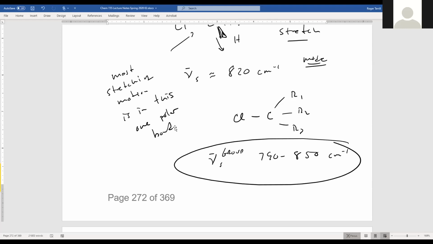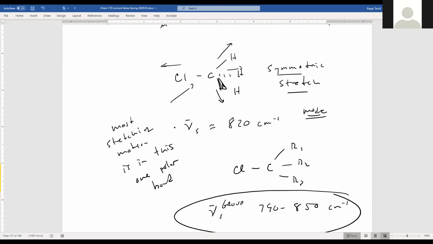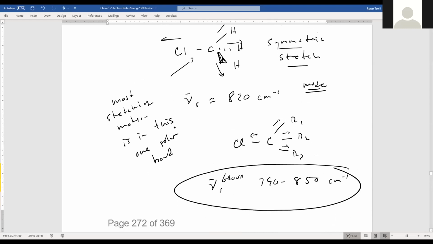Even though we don't know the masses of these groups, we know that their motions relative to CCl are such that they stretch when the CCl mode stretches. So it's the dipole moment in this bond that changes, that gives this group frequency its intensity.